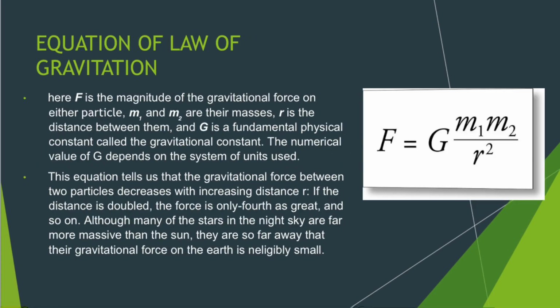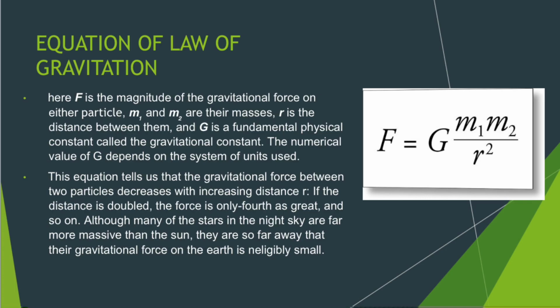Equation of the law of gravitation. Here, F is the magnitude of the gravitational force on either particle. M1 and M2 are their masses. R is the distance between them, and G is a fundamental physical constant called the gravitational constant. The numerical value of G depends on the system of units used.